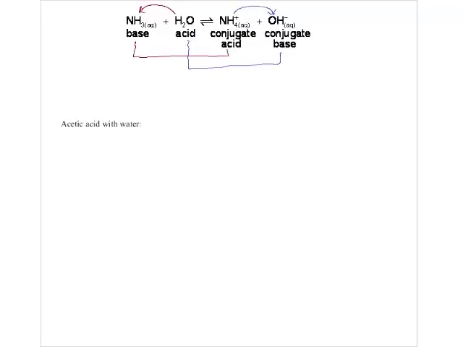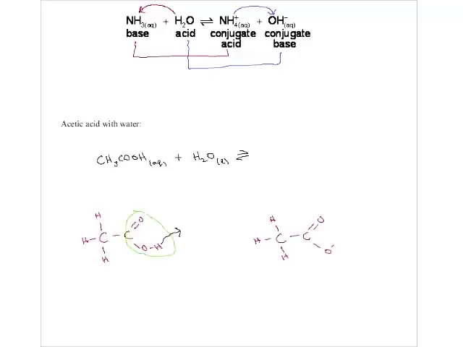Okay, here's another reaction. How about acetic acid with water? In this case, we get CH3COOH, acetic acid, reacting with the water. Now, one of the important things about acetic acid is that it has multiple hydrogens here. We know it's an acid, but which of these hydrogens is it going to donate? And the answer to that is it's the acid in the carboxylic acid portion.